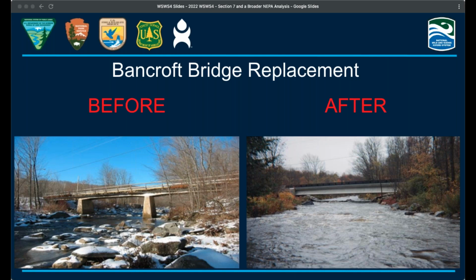So again, by engaging during the design process for Section 7 projects, it's possible to ensure that the full range of river-related values are addressed. In this case, such as recreational boating and the impacts on in-stream and riparian habitats.